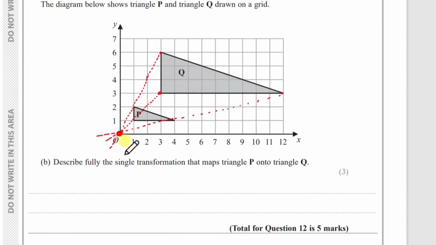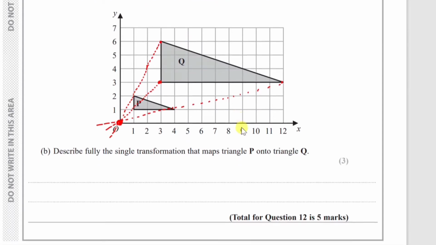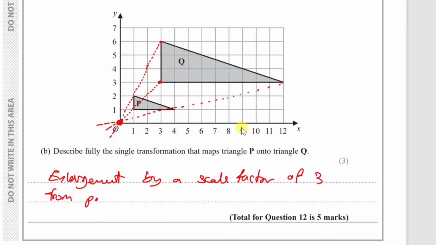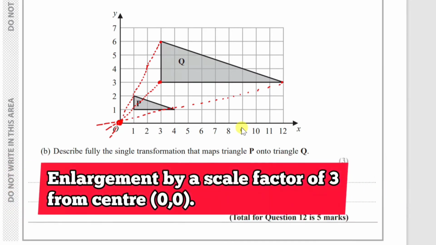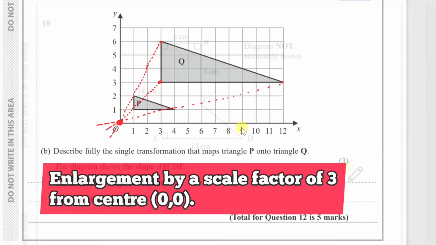So what this tells me is that we're looking at this point over here, and this one's been magnified into that. So we say that this is an enlargement by a scale factor, so the word is scale factor, of 3 from the point, or centre you can say, O.